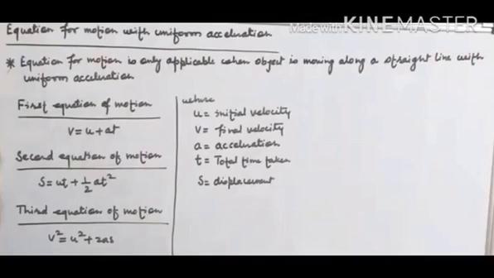Now first I tell you the equations. The first equation of motion is v = u + at. The second equation of motion is s = ut + ½at², and the third equation of motion is v² = u² + 2as, or 2as = v² − u². In the derivation of the three equations of motion, we use initial velocity u, final velocity v, acceleration a, total time taken t, and the displacement s.